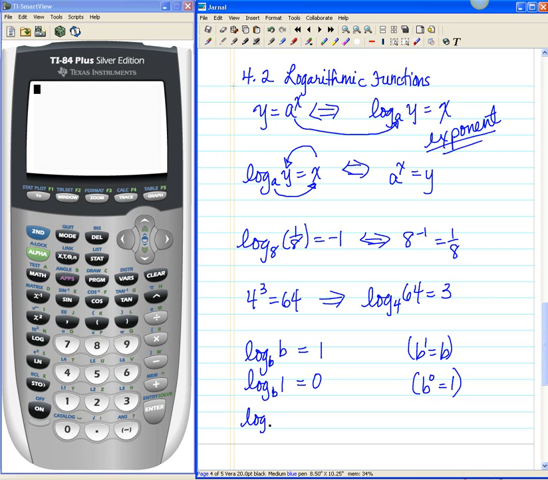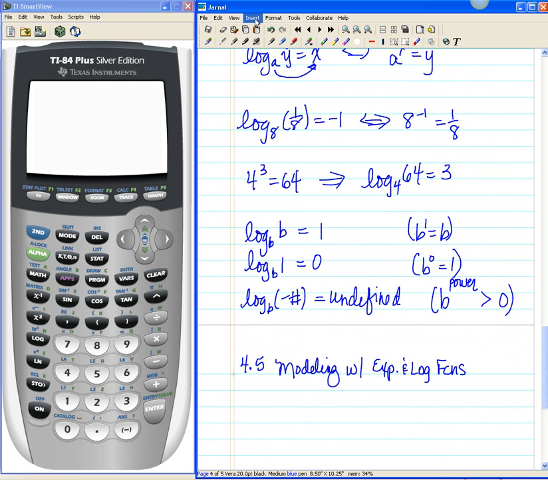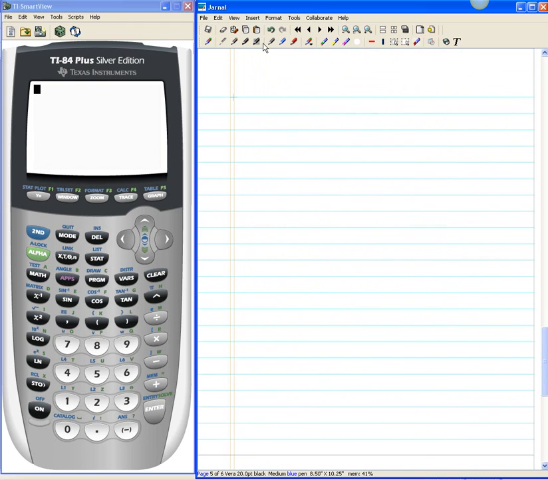The log base b of a negative number is always undefined, because when we raise b to any power, we're always going to get something that's greater than 0, never negative. Okay. And then what about log base b of b to the x? That's just simply x because b to the x is equal to b to the x.